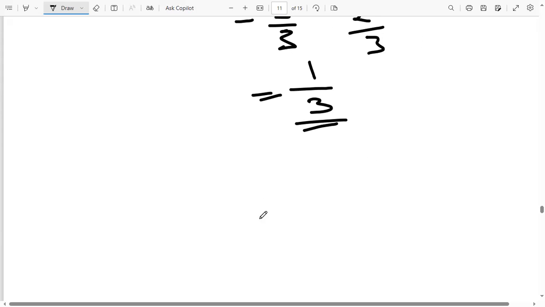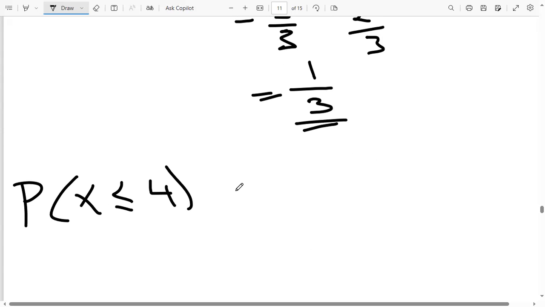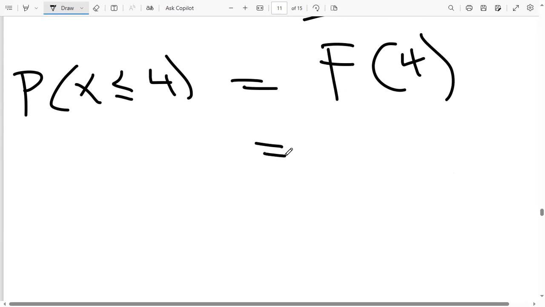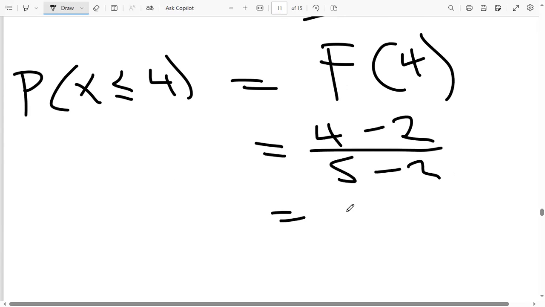Okay, and then the other one now is the probability that X is less than or equal to 4, which is just the same as the cumulative distribution of 4. So from here we see that this will just be 4 minus 2 divided by 5 minus 2. So this would be 2 over 3. That would be the probability that the birth weight of the baby is less than 4 kg or equal to 4 kgs.